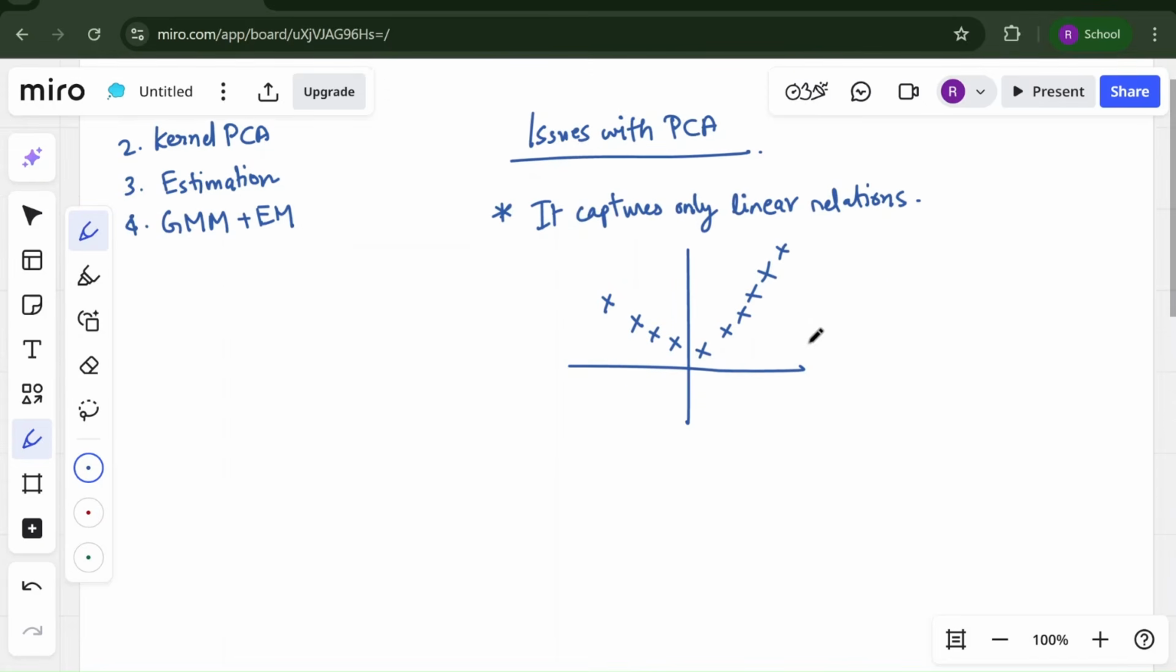Now it turns out that if you project it onto a bigger space, and if you project it in a clever manner, you can do it in such a way that in the bigger space this curve becomes linear. So this curve can be made linear in a bigger space.